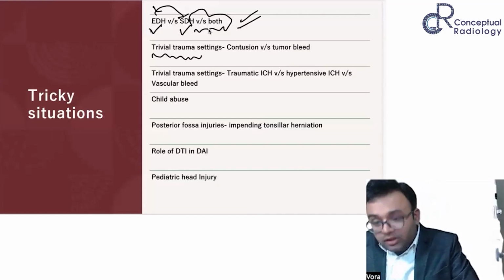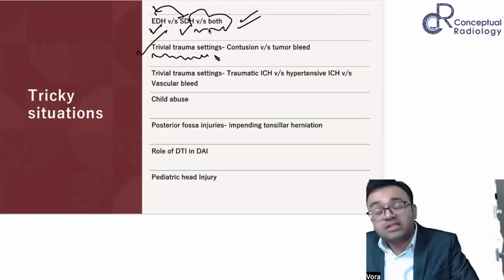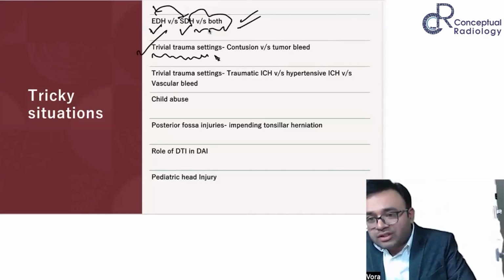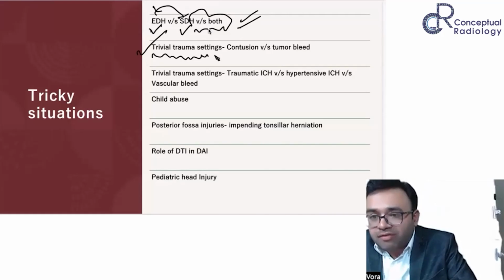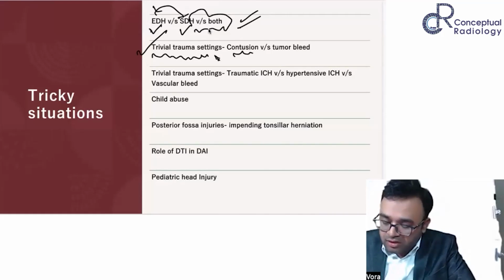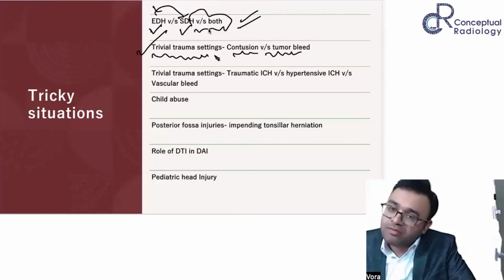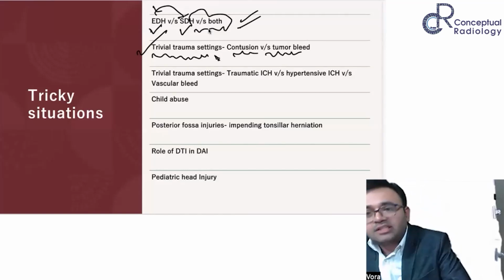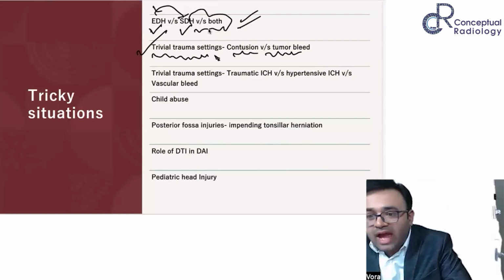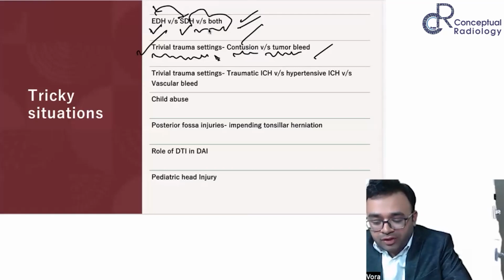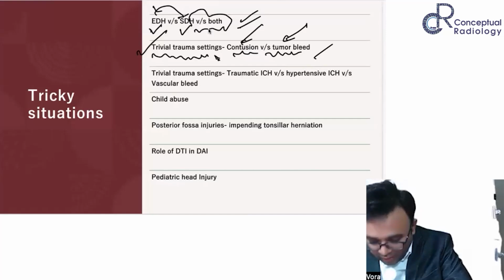Very important thing is the trivial trauma setting, especially in cases where the history is just a history of a trivial fall. Your suspicion whether there's a contusion or whether there's a tumor bleed should be very high. And we have faced these situations many a time, that a patient came with a history of trivial fall, having a seizure, misdiagnosed as having a head injury, and eventually when the surgeon went to operate, instead of contusion, he realized it was a tumor bleed.